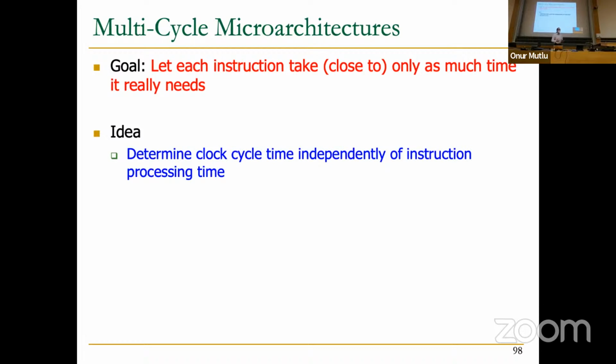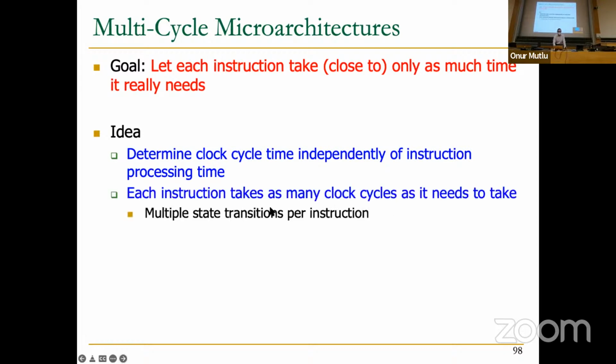Right now, we can say, my clock cycle time is going to be 100 gigahertz, and I'm going to design a machine that does very well with this. And I don't have to fit an instruction to, let's say, 1 over 100 gigahertz time, right, seconds. Every instruction can take multiple cycles right now. Many cycles, in fact, potentially. So each instruction takes as many clock cycles as it needs to take. Now we have multiple state transitions per instruction.